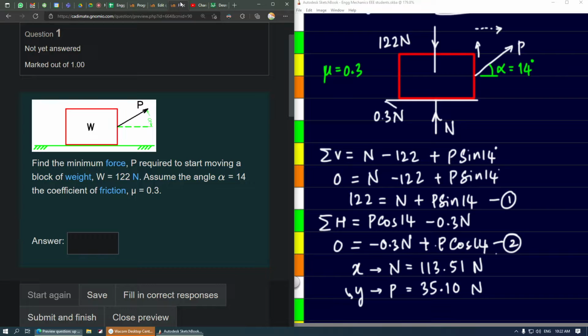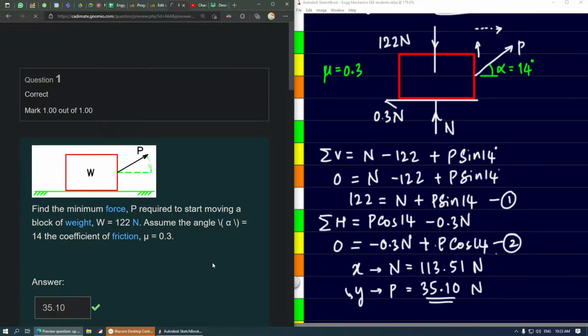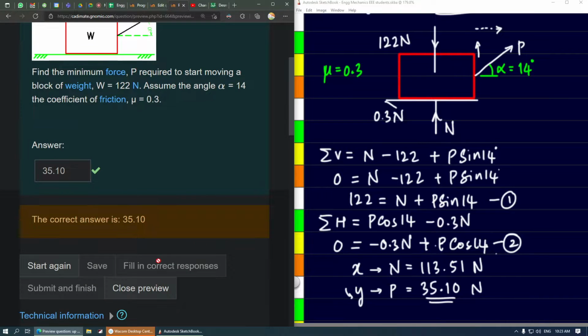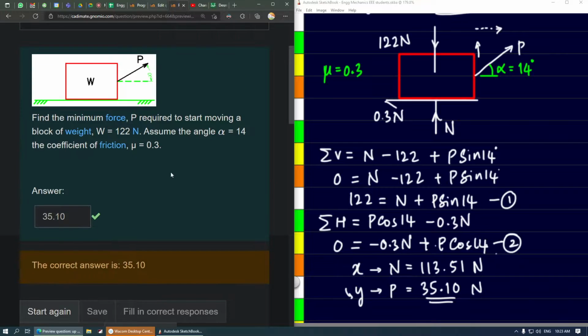Let's go back to our question, and here he is asking the minimum force P, that is this value. Let us substitute here 35.10 and submit it. You can see our answer is matching exactly, and that's how you need to solve. Of course, the values of W, mu, alpha will be differently created for each student, so you'll have to take those values, apply the same procedure and solve it. Thank you.